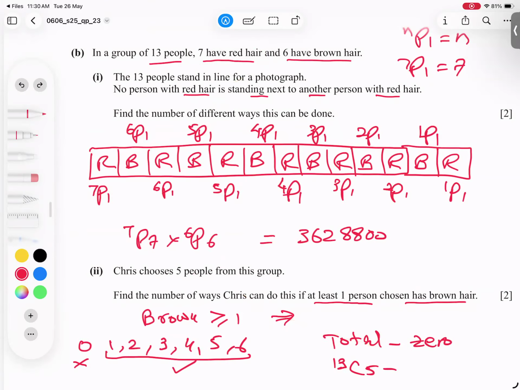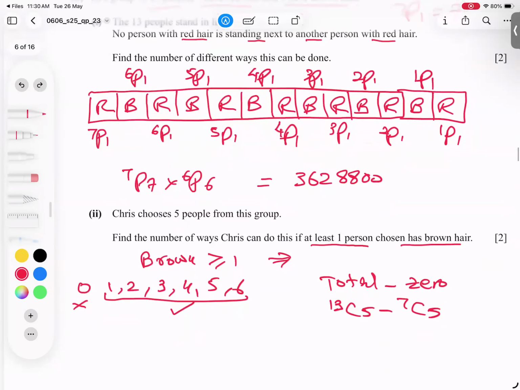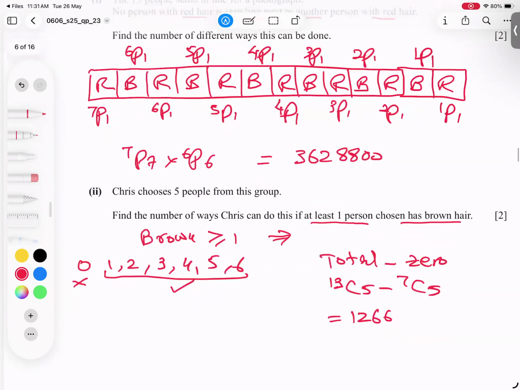So 7C5. I repeat my words. So no brown means brown gone. So I will take all 5 people from red. So say 7 red available, I will choose 5. And I hope so clear. If I go the other way, not wrong even, but it will take a lot of time. I hope so. The point is very clear. And if I solve it, 13C5 minus 7C5, the answer is coming with me is 1266. I hope so. The point is very clear.